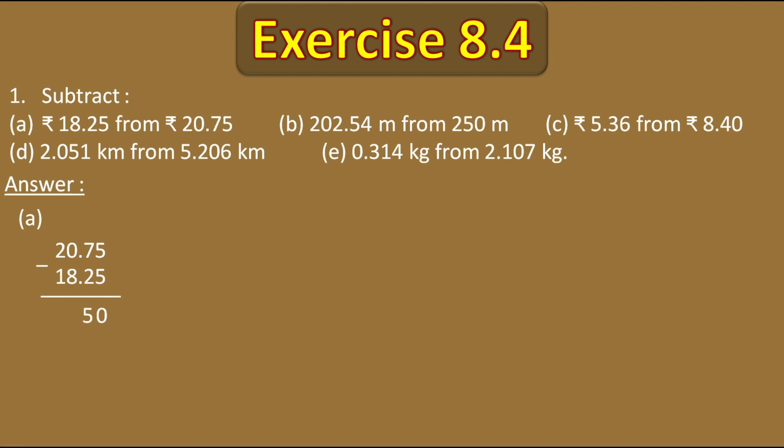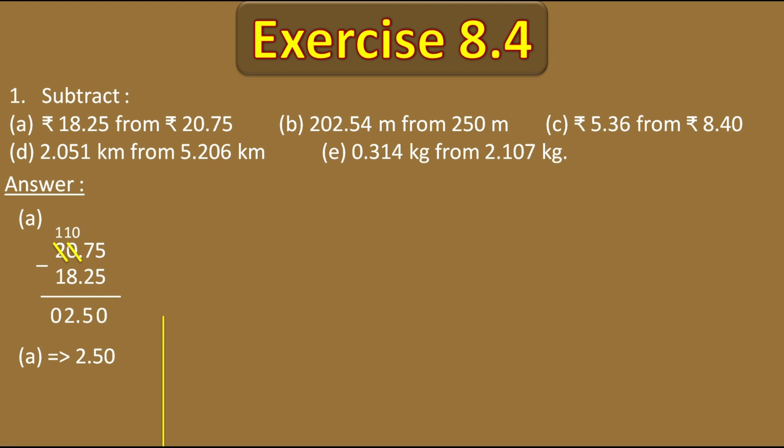Now comes the decimal point. Now we have to subtract 8 from this 0, but we can't subtract it. So we have to carry 1 from the digit which is present before that. So here it is 2. We will take 1 from that 2, so this 2 becomes 1 and this 0 becomes 10. So 10 minus 8 gives you 2 and 1 minus 1 gives you 0. So the answer is 2.50.